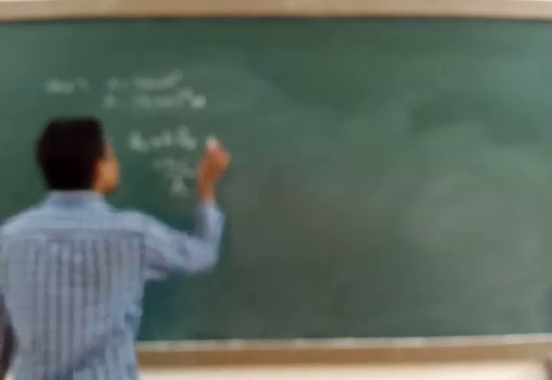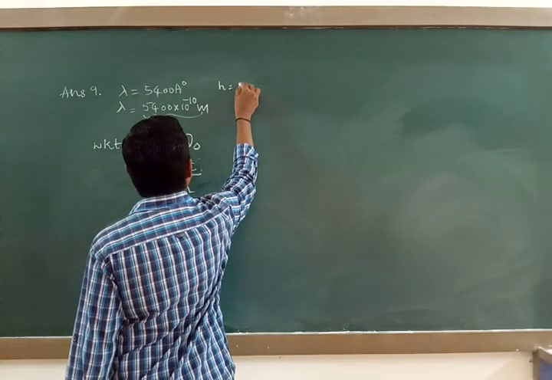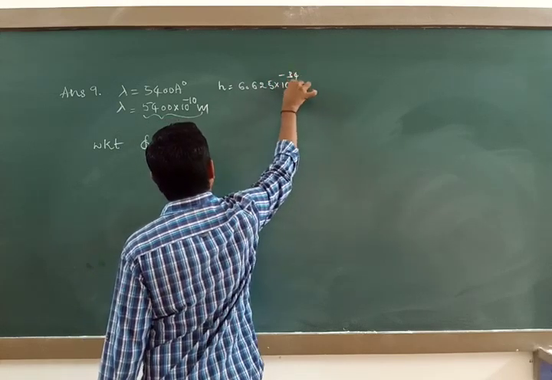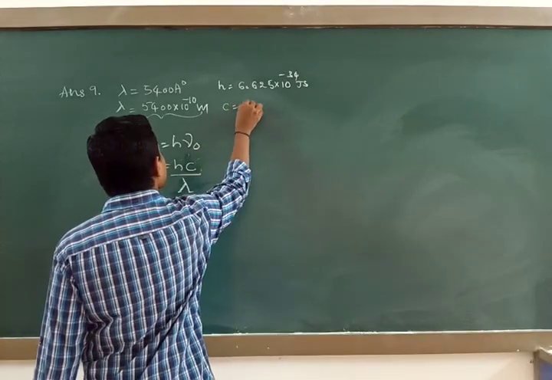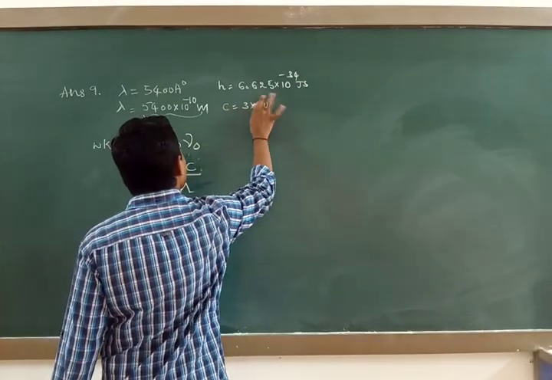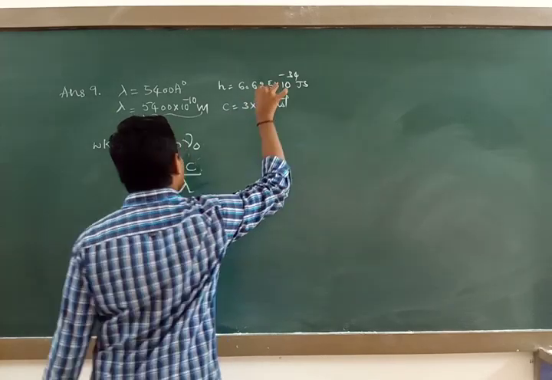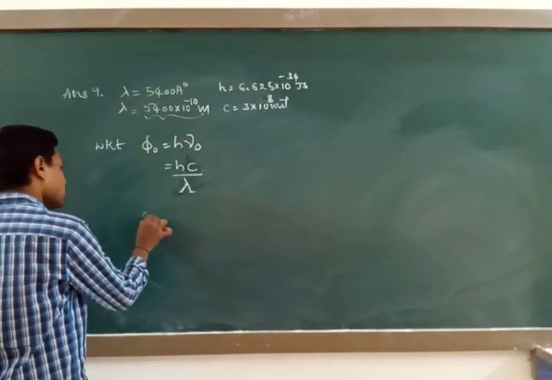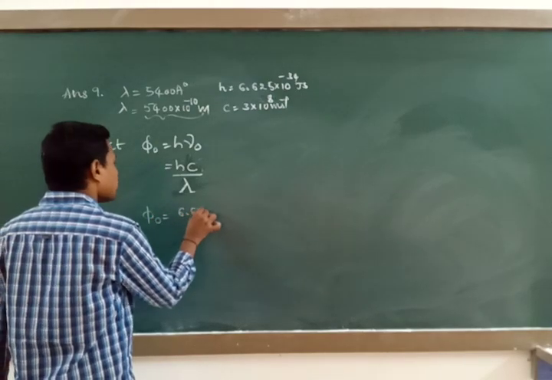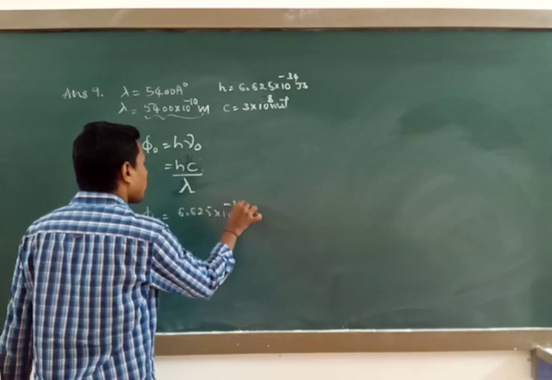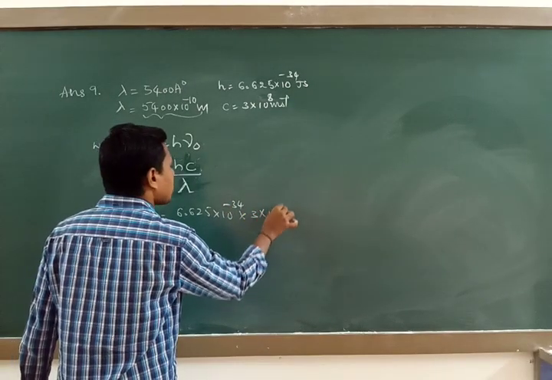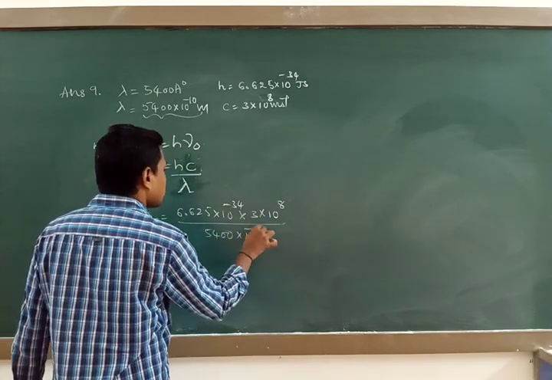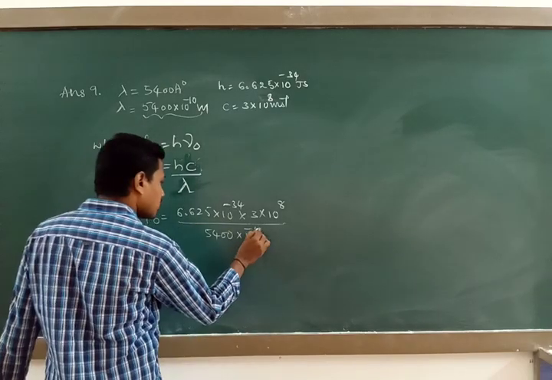What is the value of the Planck constant? It is 6.625 into 10 raised to minus 34 joule second, and the value of c is 3 into 10 to the power of 8 meter per second, that is 3 lakh kilometer per second. Now substitute the data: 6.625 into 10 raised to minus 34, into 3 into 10 raised to 8 meter per second, divided by 5400 into 10 raised to minus 10.